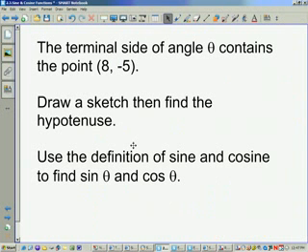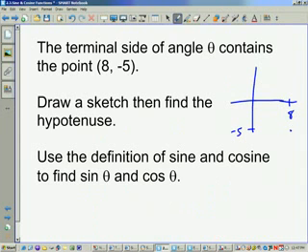Now, if the terminal side of the angle theta contains the point (8, -5), try to sketch this and find the hypotenuse. All right? So (8, -5) means we move to the right 8, and then we go down 5. So somewhere over here. So we know this goes 8 to the right and 5 down that way.